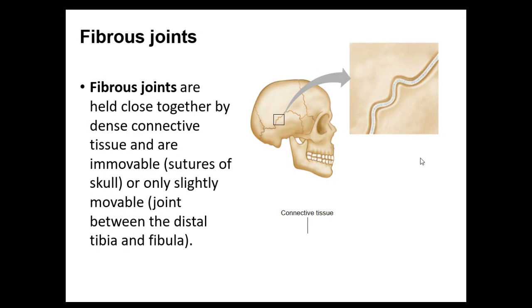Some are slightly movable. Some of these fibrous joints. So between the tibia and fibula here, there are sheets of connective tissue that hold these two bones together side by side. Down here, there's a slight bit of movement. This connective tissue can be torn, and these two bones can separate from each other.